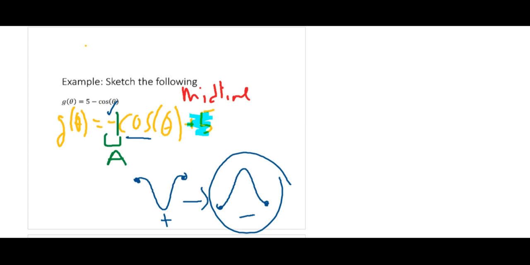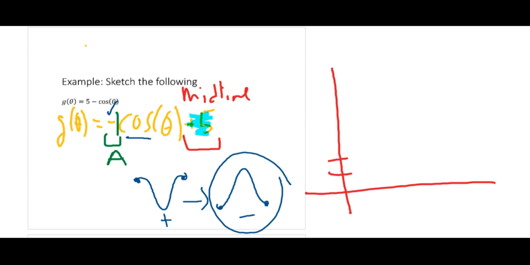Be smart about it. We're going to go up 5 by the positive sign. So I'm going to go ahead and draw my XY axis like that because I know I'm going to go up 5. So then let's go ahead and 1, 2, 3, 4, 5. That right there is my midline. So I'm going to draw that line right there. So it's going to oscillate around it. Remember, it's always the middle part.